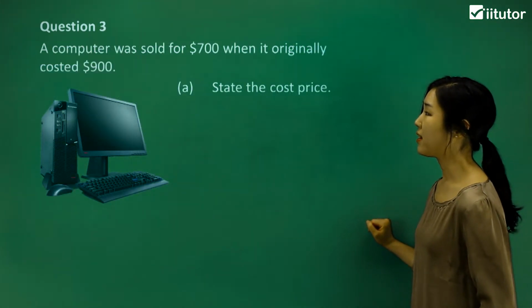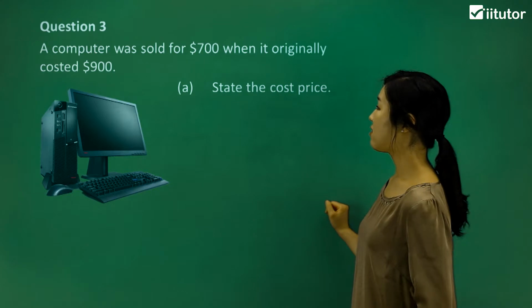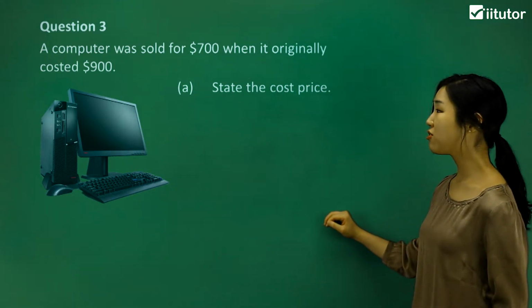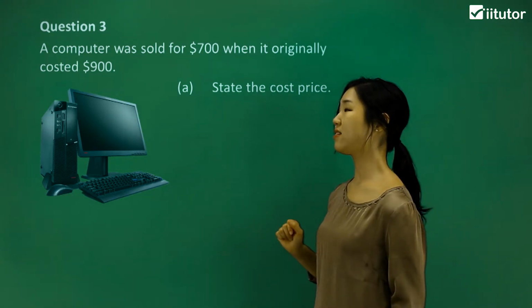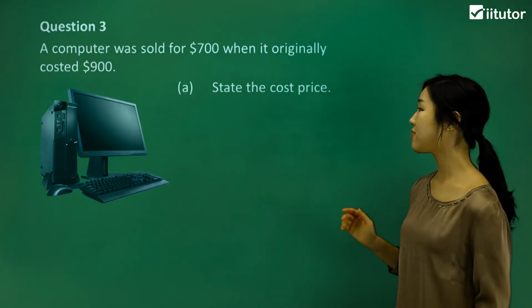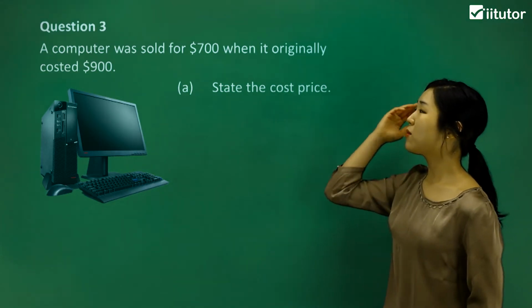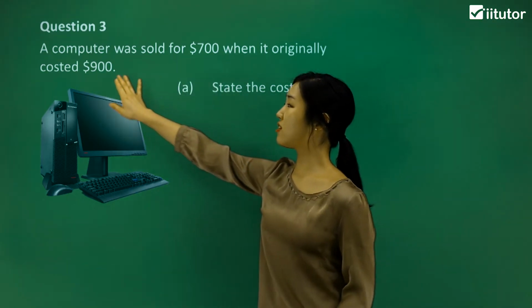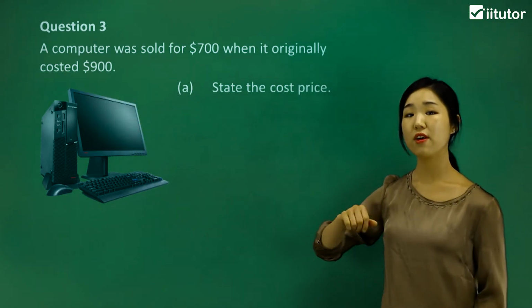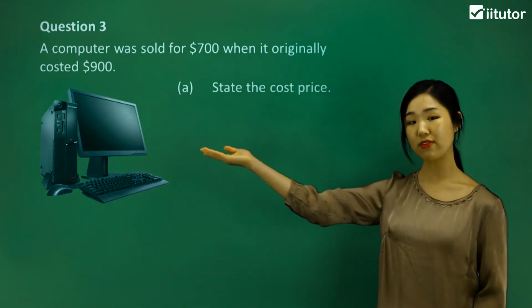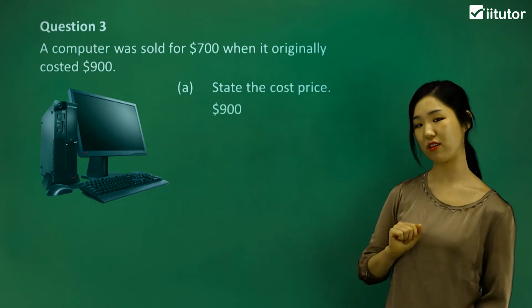Question 3. A computer was sold for $700 when it originally cost $900. So, state the cost price. See, it was sold for this much and it was originally costing $900. So the cost price must be the initial price, the original price, which is $900.